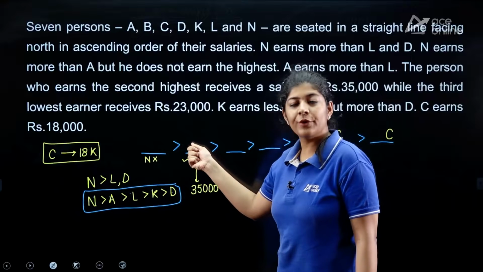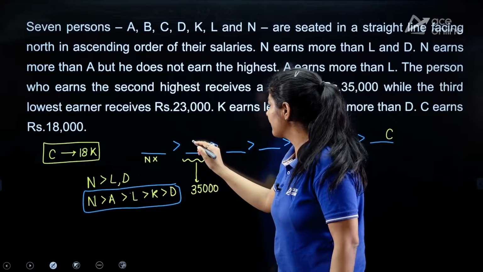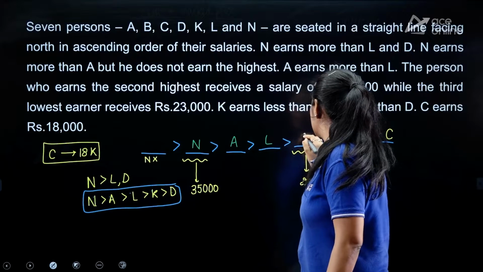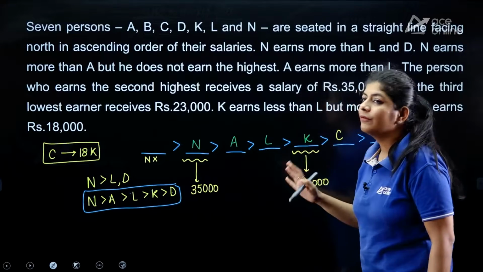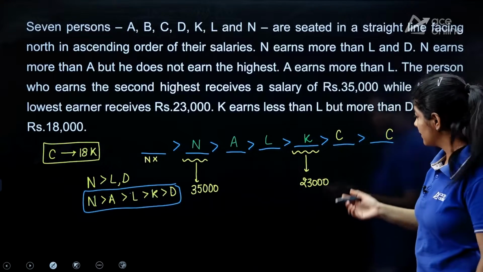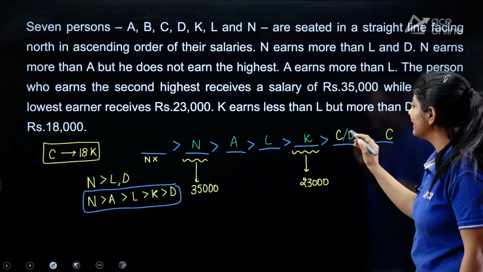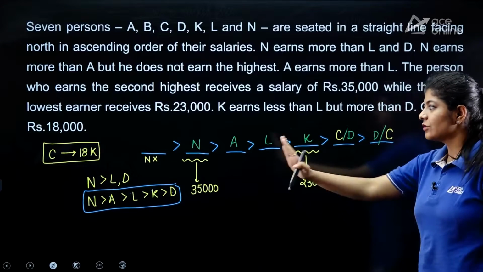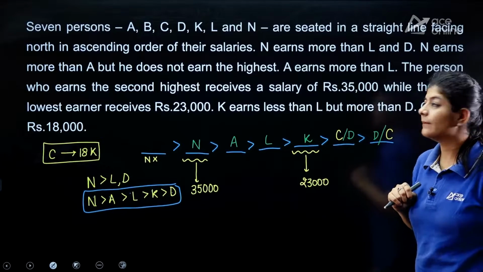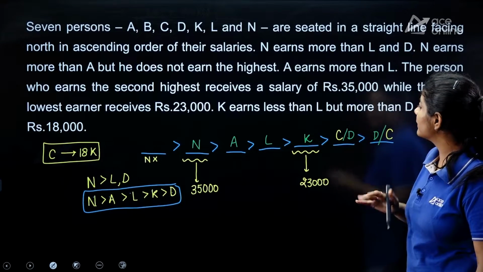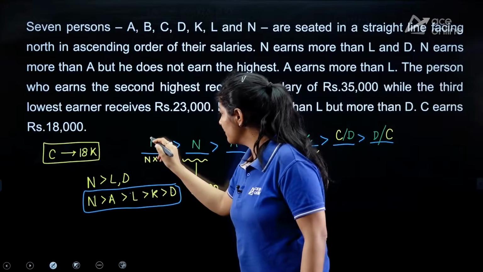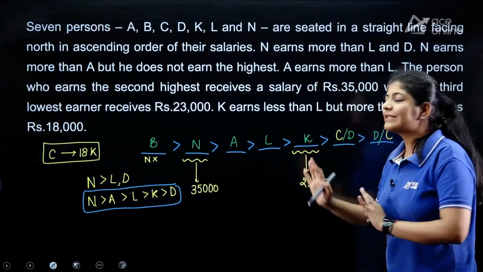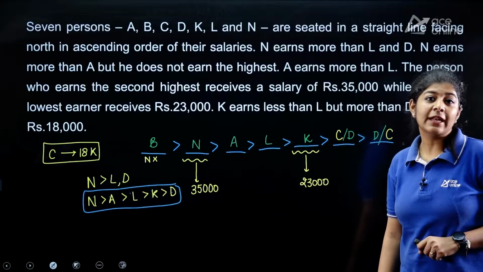So if I start with this one, let's suppose I put N over here, A over here, L, K. Now, as we do not have sufficient data, we can say that maybe D is over here or D is over here, right? So we can easily put all the elements. Now we are still left with one person, that is B. That means B earns the highest amount. So this is the complete arrangement that we are having now.